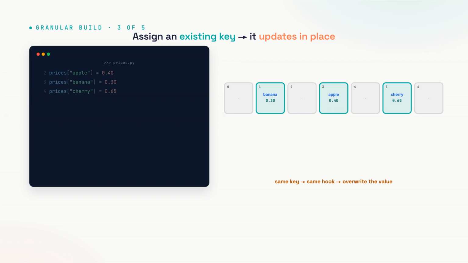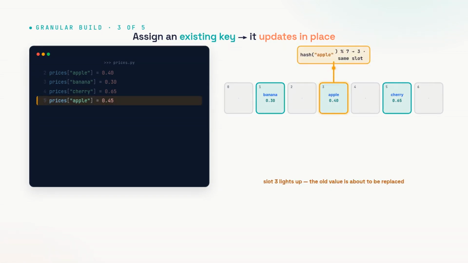Same dict, 3 keys in. Now watch what happens when we assign to a key that already exists. Apple's already in slot 3. We write prices['apple'] = 0.45. The calculator runs the same hash, apple still maps to slot 3, same key, same hook. So Python doesn't add a new slot. It goes to the existing slot 3 and overwrites the value, 0.4 becomes 0.45. Reassigning an existing key updates it in place. No new hook used.